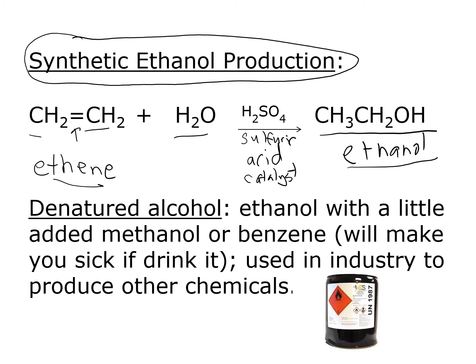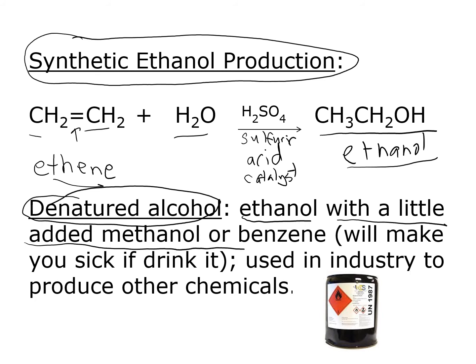Now, again, the ethanol that you would be drinking for drinking alcohol has to be made by fermentation and then undergoing possibly a distillation process. This ethanol is going to be much cheaper than the ethanol you're going to buy at a liquor store because of all the taxes added onto it. So in the chemical industry or the pharmaceutical industry, they use what we call denatured alcohol. Denatured alcohol means it's ethanol that you can synthetically make with a little bit of methanol or benzene added to it. If you were to drink this, it will make you sick.